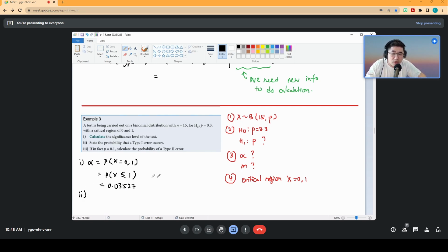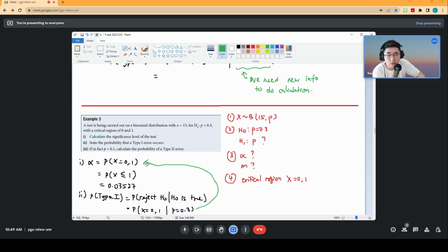Number 2, because they didn't state any alpha previously, the probability of type 1 error is the probability of reject H0, given that H0 is true. This is from the definition. If you look carefully, reject H0 happens when X is 0 and 1, and H0 is true is when p equals 0.3, which is exactly the same as our calculation earlier, which is alpha. That will be 0.03527.